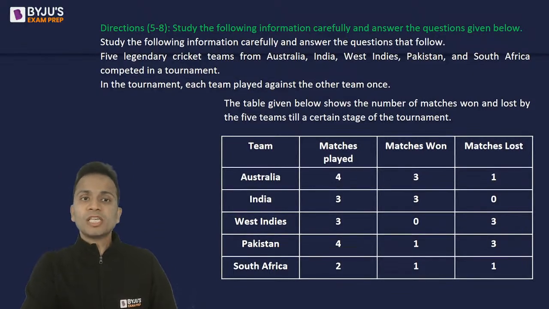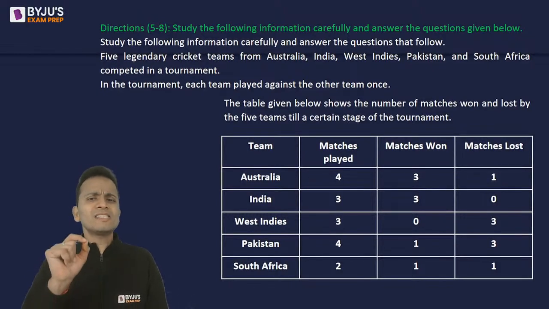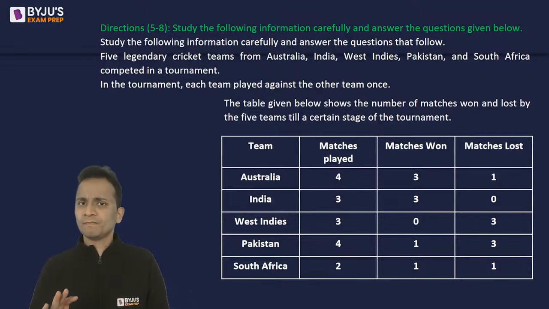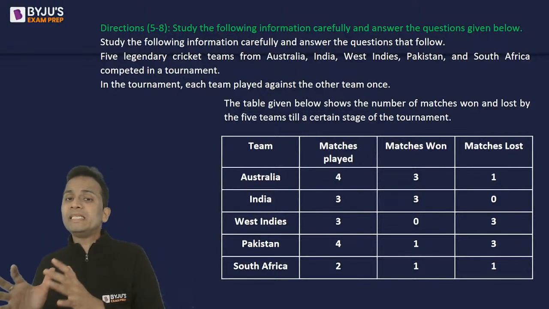All of you, study the following information carefully and answer the questions that follow. 5 legendary cricket teams from Australia, India, West Indies, Pakistan, and South Africa competed in a tournament. In the tournament, each team played against the other team once. Now, the given table below shows the number of matches won and lost by 5 teams till a certain stage of the tournament. So, this is not the complete stage.